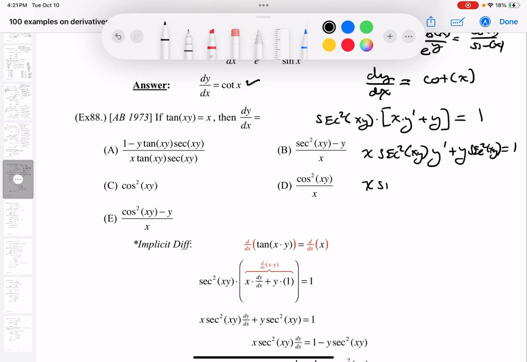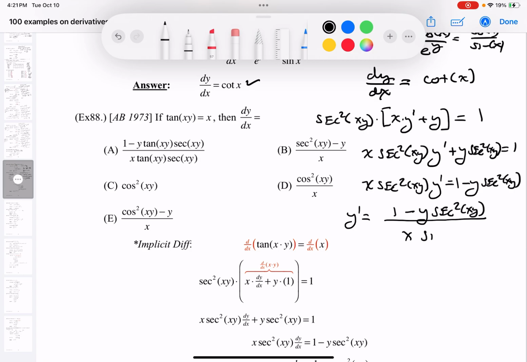Now let me keep going. It's going to be x secant squared xy y prime equals 1 minus y secant squared xy. This is a multiple choice, by the way. You can divide both sides by the coefficient on y prime now, and you get 1 minus y secant squared xy over x secant squared xy. All right, so I'm looking at this thing over here, and I'm not seeing that choice. So I'm assuming I made an error somewhere. If this was a multiple choice exam, I would definitely scratch this because I'm not seeing anything that looks like that. So let's go over that again.